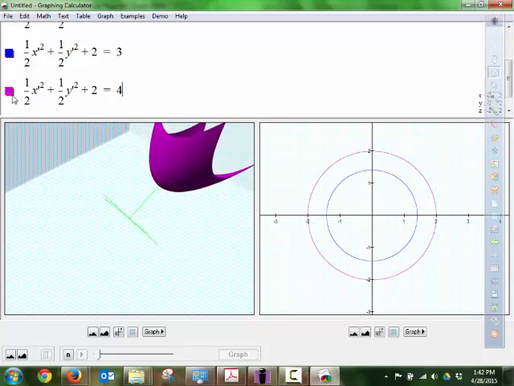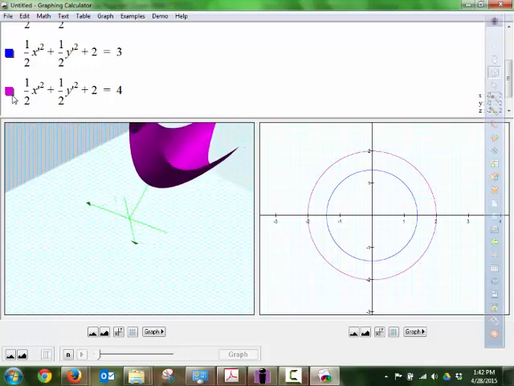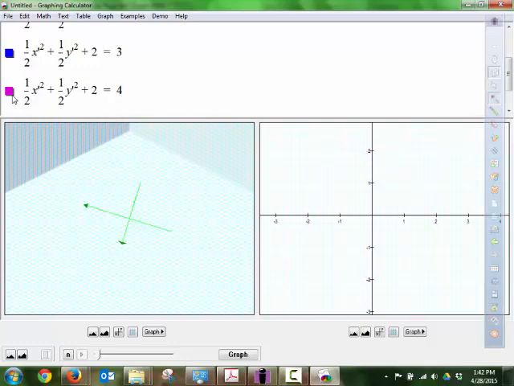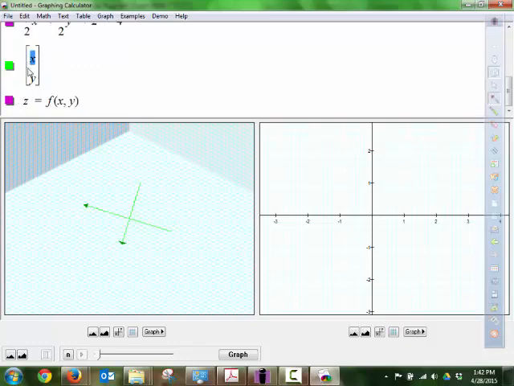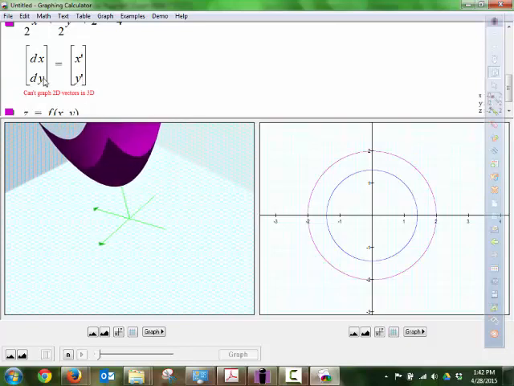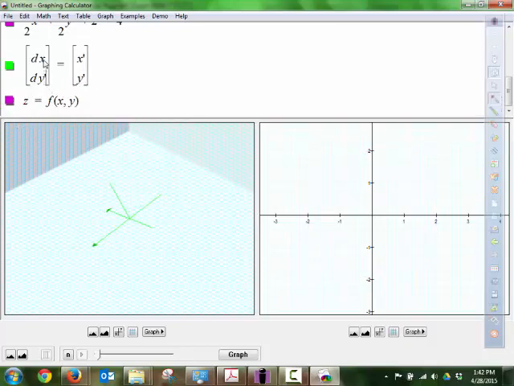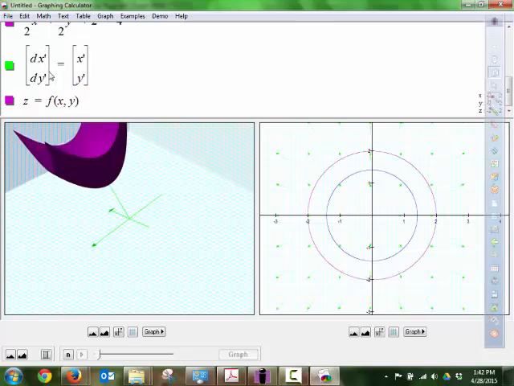You can see that the level curves are just going to be a bunch of circles. So let's draw the gradient field. Oh, I don't know if I can draw the gradient field. What's the gradient field again? X, Y, just X and Y. Let's see if it'll draw it. Nope. There it goes.